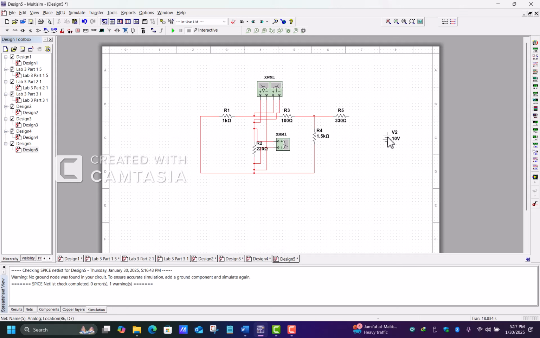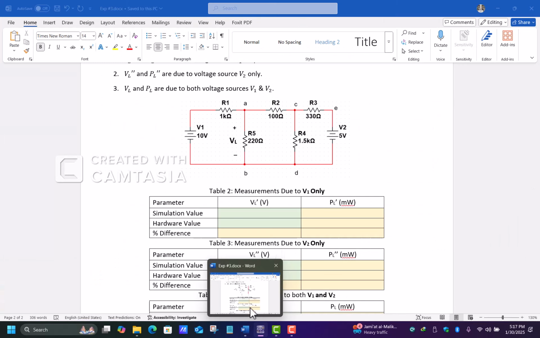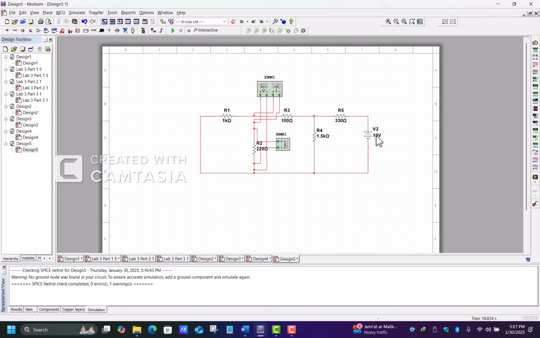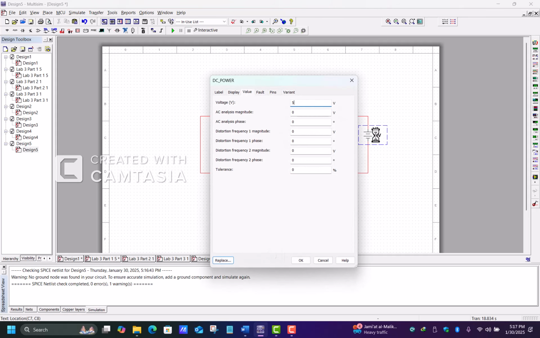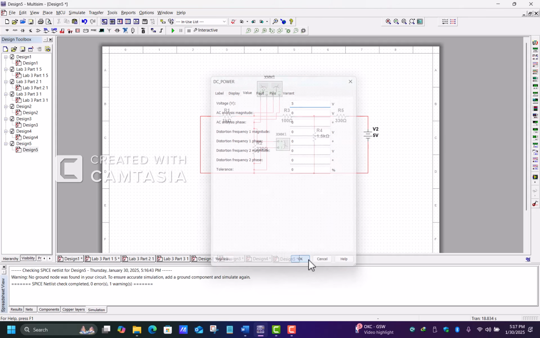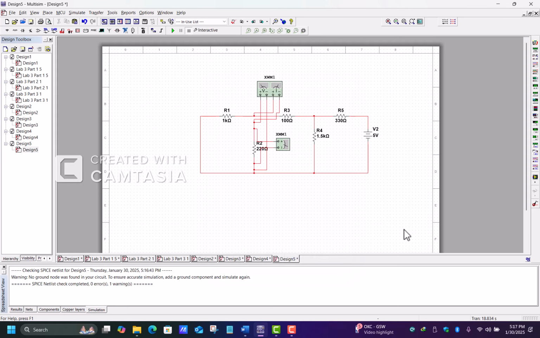After removing it, we'll connect this voltage source to this circuit. And our second voltage source is 5 volt here. So it has 5 volt. This is my second circuit with my superposition principle.